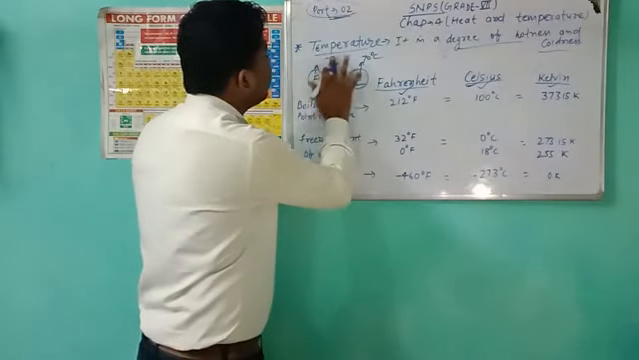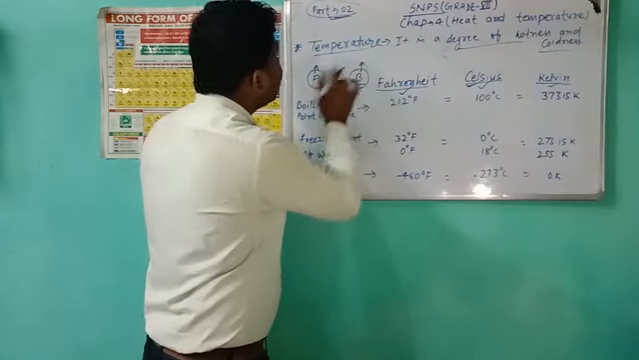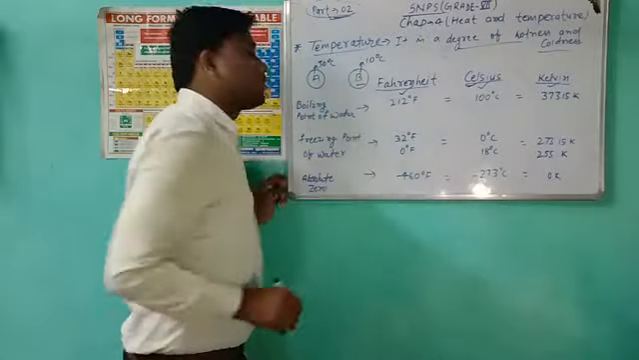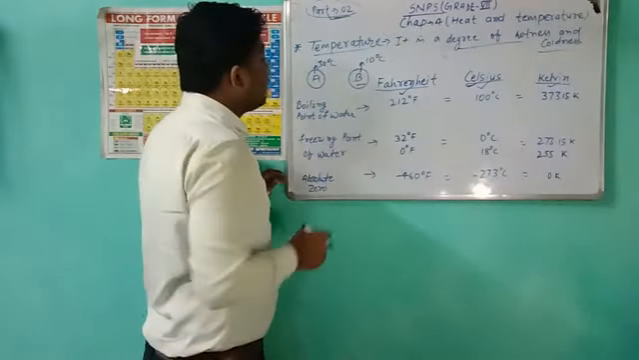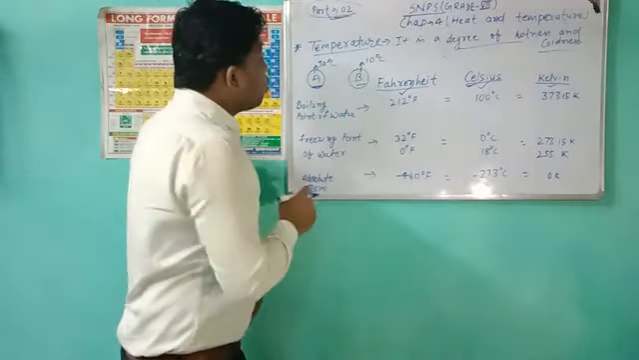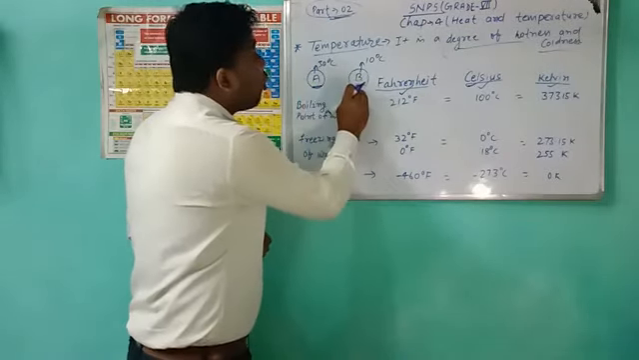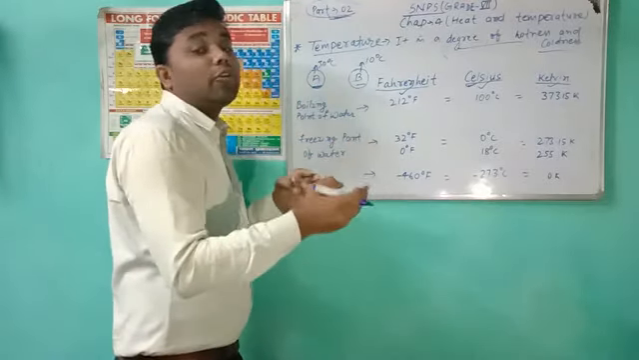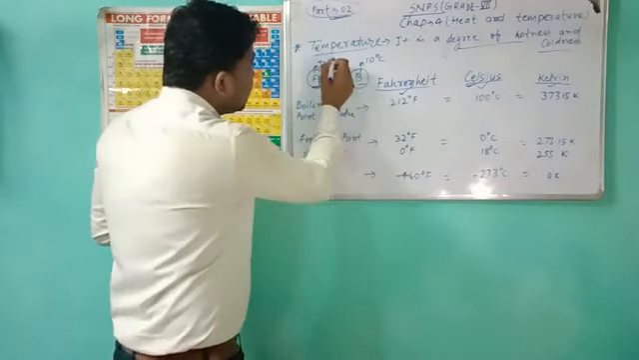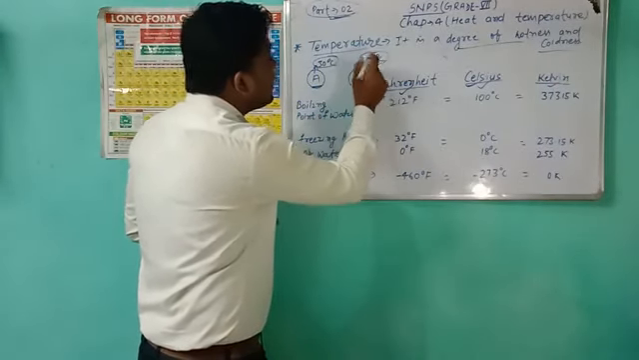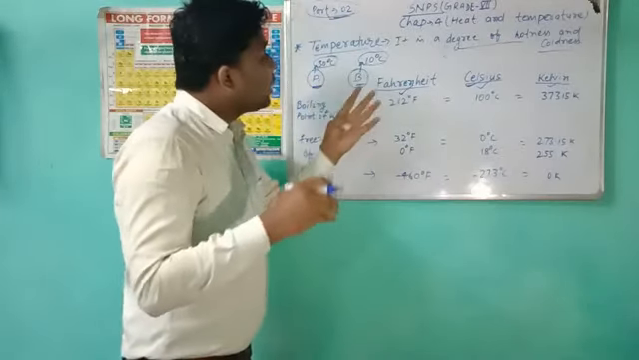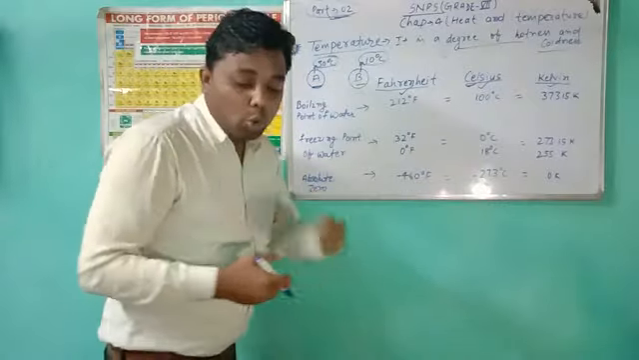One more example: A is 30 degree Celsius and B is 10 degree Celsius. Here we can say that A is hotter than B. This is the degree of temperature, and B is colder than A. So I hope you understand what the degree of hotness and coldness is.